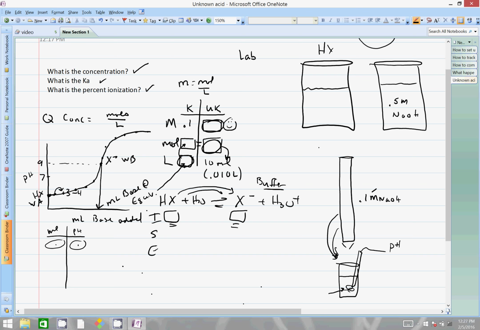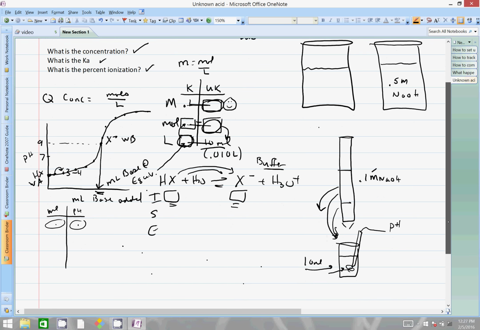And everyone's happy. You should be aware that you might be able to do some proportional math. If you took 10 milliliters down here, and it took 10 milliliters just to get to the equivalency point, then you know that they're the same volume, so they must have the same moles, which is the same concentration. So there's some proportional math that you should be aware of.